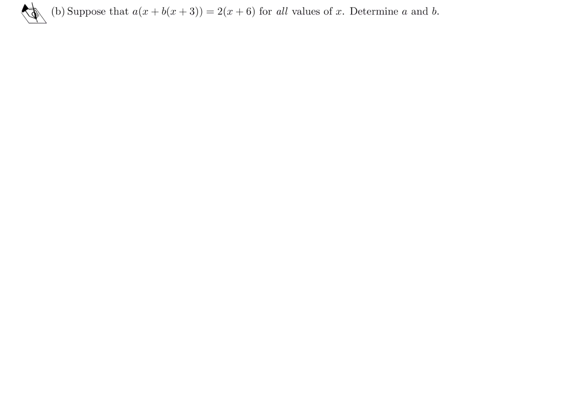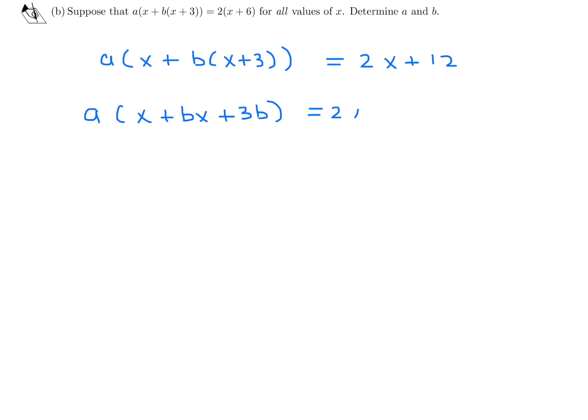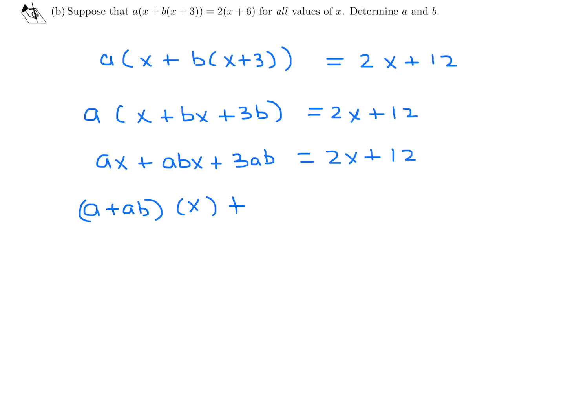Suppose that a times (x plus b) times (x plus 3) is equal to 2x plus 12 for all values of x. Determine a and b. So we will just expand this, just make sure we don't make any mistakes. We've got a(x plus b)(x plus 3) equals 2x plus 12. Expanding further, we have ax plus abx plus 3ab, and then let's factor out the x, and if we do, we get (a plus ab)x plus 3ab.